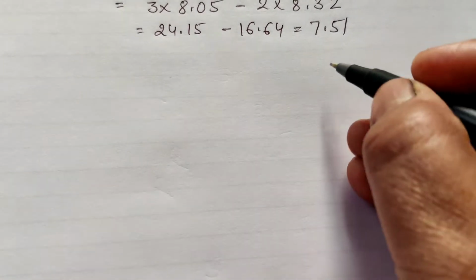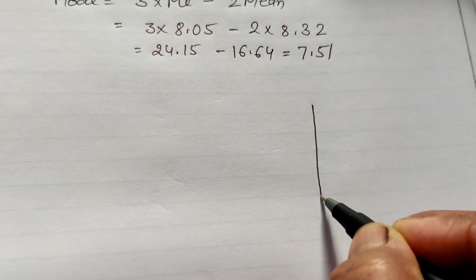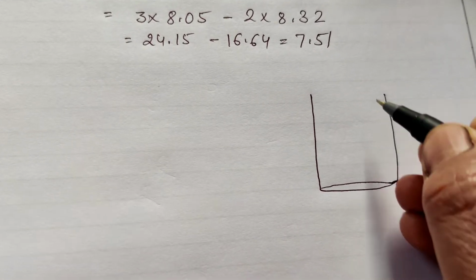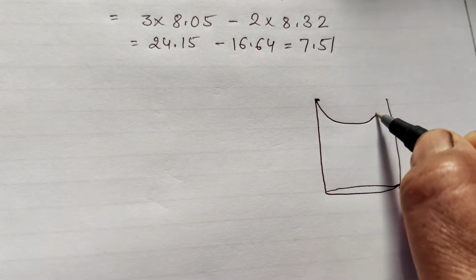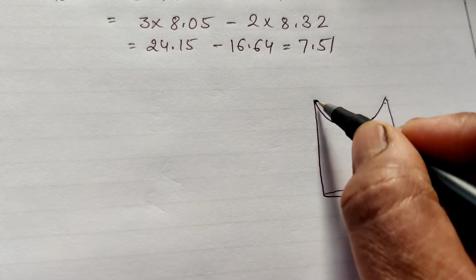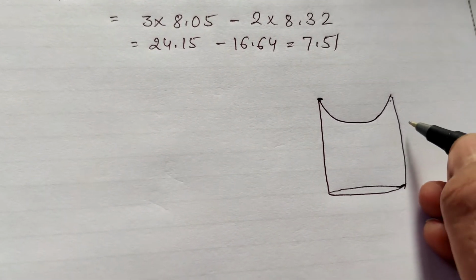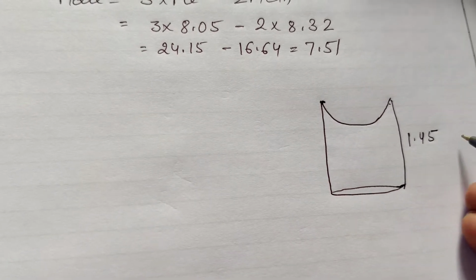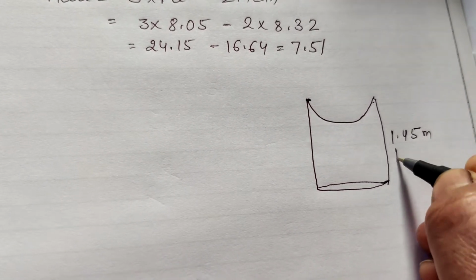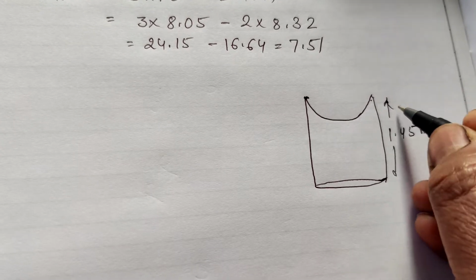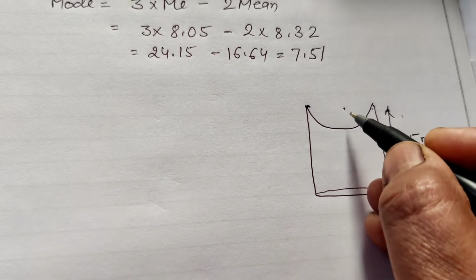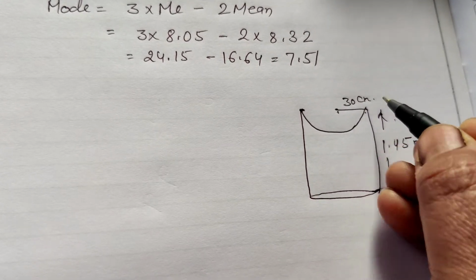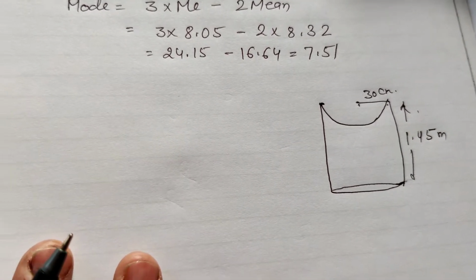The shape of bird bath is cylindrical. This is a cylinder and a hemispherical depression like this. This is the hemispherical depression. This is 1.45 meter long and the radius is 30 centimeter. Find the total surface area.